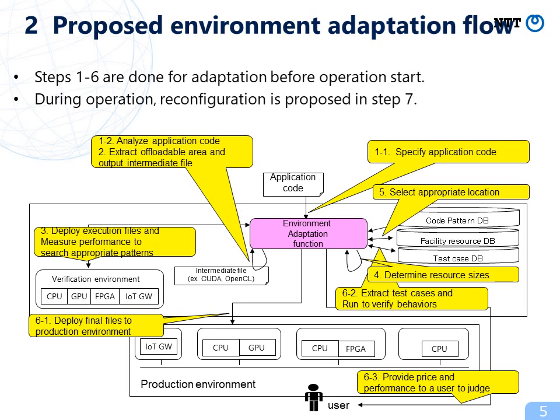First, the application is input, and the application code is analyzed to extract the offloadable area, output an intermediate file, and measure performance. This process is done recursively, and after the code is determined, we determine resource sizes, application allocation, and deploy the final files to the production environment.